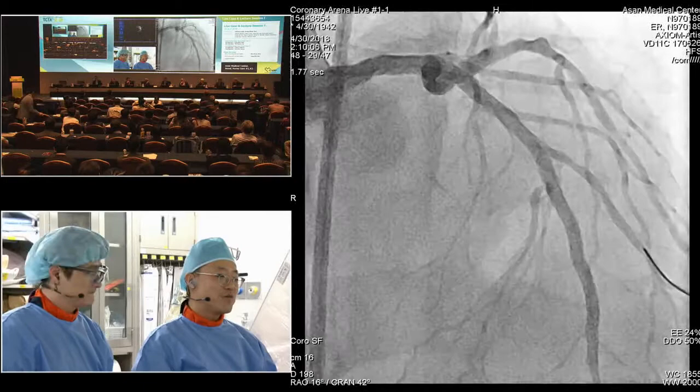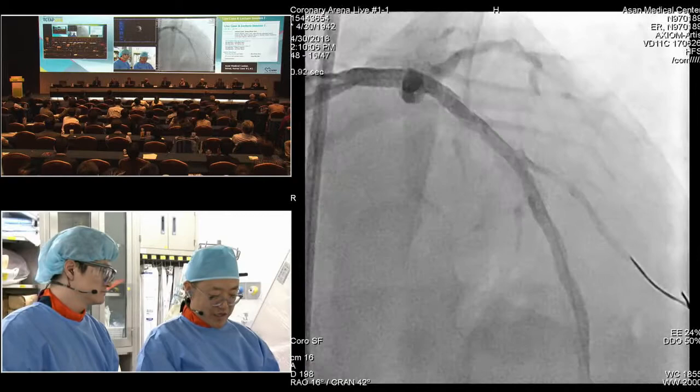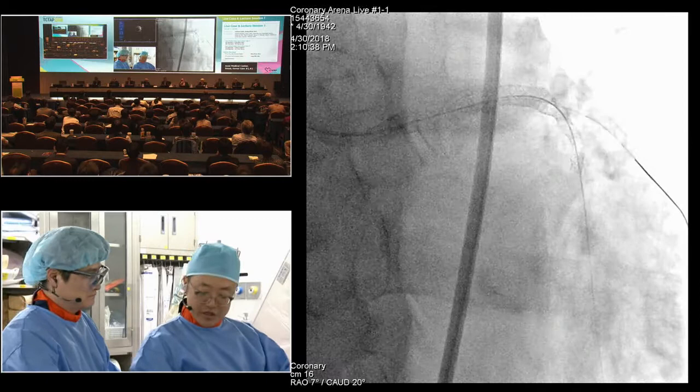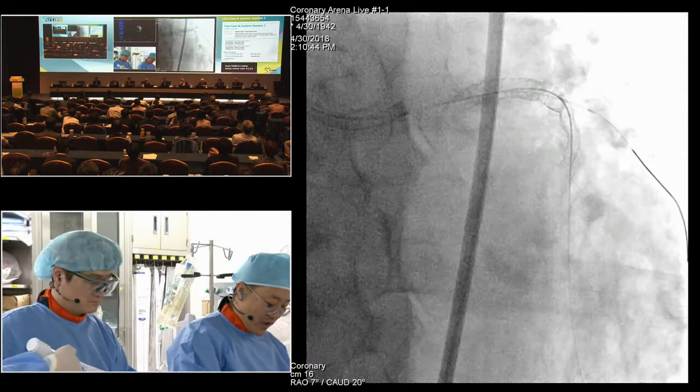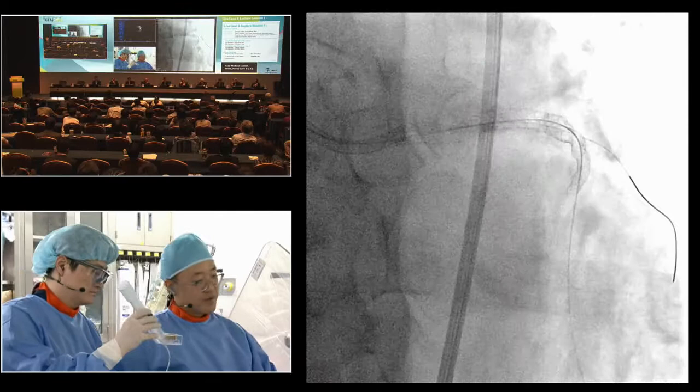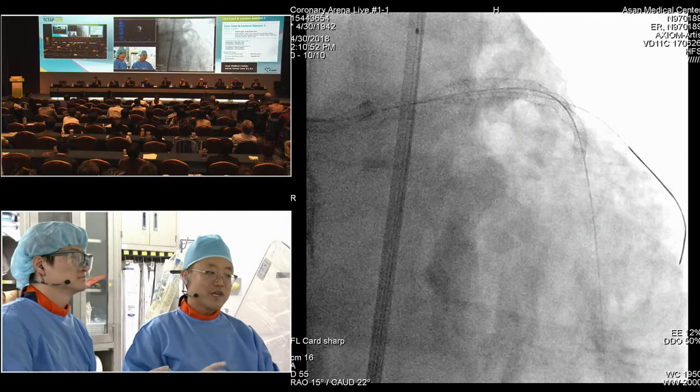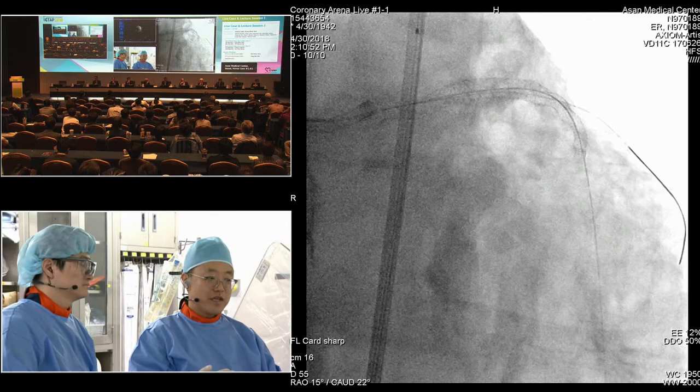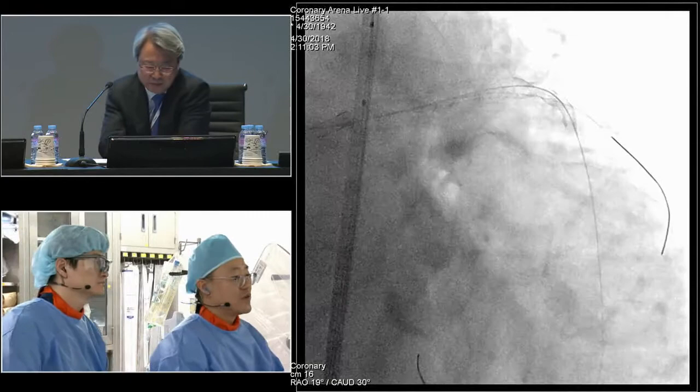We require more additional high pressure balloon for the main region. This is an additional 4.0 non-compliant balloon, and then I'm going to apply it for the main part. Dr. Bach, what do you think about applying the DCB to the diagonal? DCB, yeah, that is a good option. Yeah, so we can do that. Even though it is a side branch, sometimes we treat with a drug-eluting balloon if it is a big branch. Yeah, right. I think that is another good option. But for this patient, I'm just going to do a balloon.